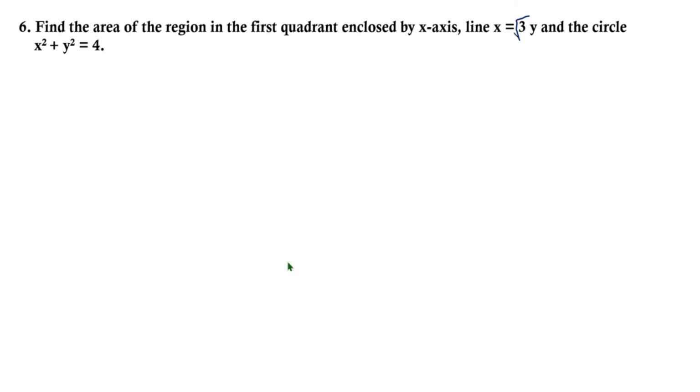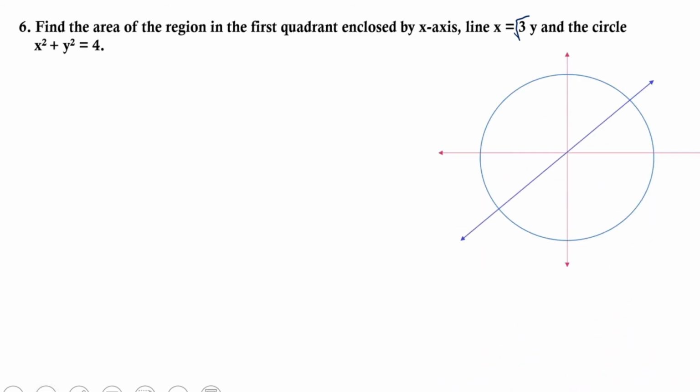The next question is, find the area of the region in the first quadrant enclosed by x-axis, line x equal to root 3 y and the circle x square plus y square equal to 4. So first let us draw the diagram. So we have OX and OY. We have to draw a circle of radius 2 because it is given x square plus y square is equal to 4, which is 2 square. So this is the circle x square plus y square is equal to 4.